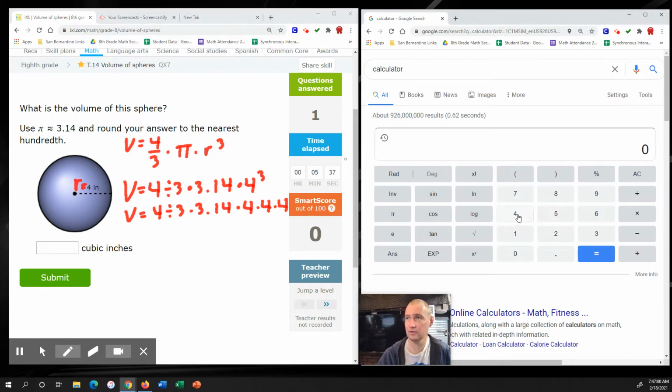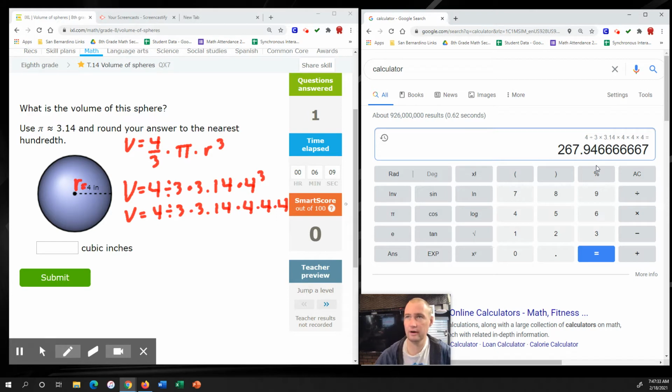So let's see how this works out. So we're going to go to the calculator. We're going to do 4 divided by 3 times 3.14, which is pi, then 4 to the third power, times 4 times 4 times 4. Now, we talked about in a previous tutorial that you can use the x to the y button, which is 4 to the third power. But just for this tutorial, I'm going to show that we have 4 times 4 times 4 to represent that third power. And hit equals and see where we're at.